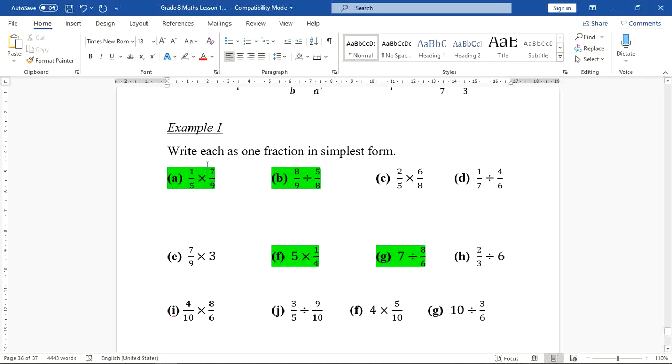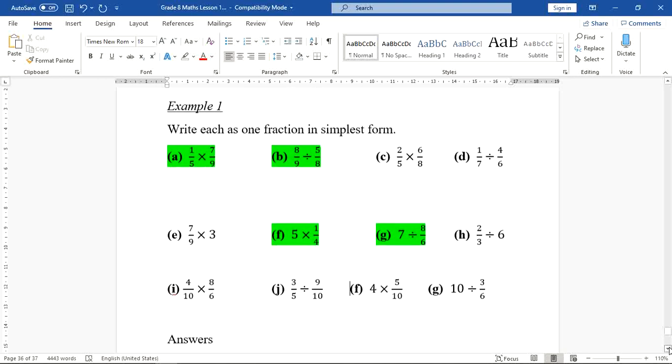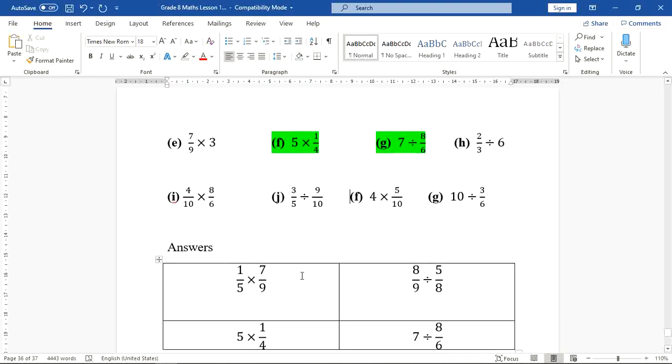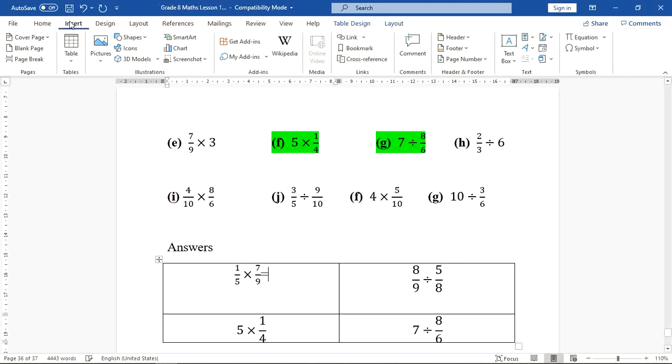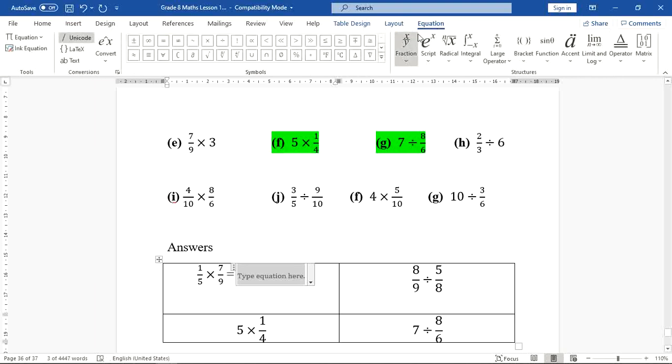Okay, so let's see. I want to write this as one fraction, 1 over 5 times 7 over 9. This is very simple. When you are multiplying fractions, it is the simplest job ever, because all you need to do is multiply the numerators and also multiply the denominators. It is very, very simple. I know you have enjoyed doing this in primary school.